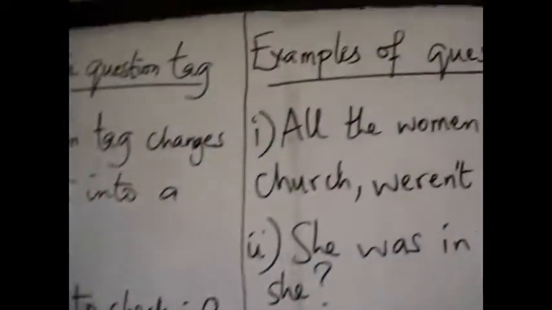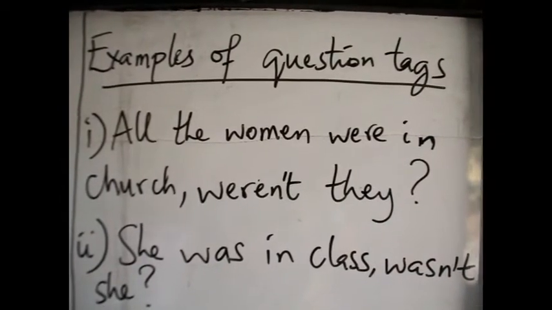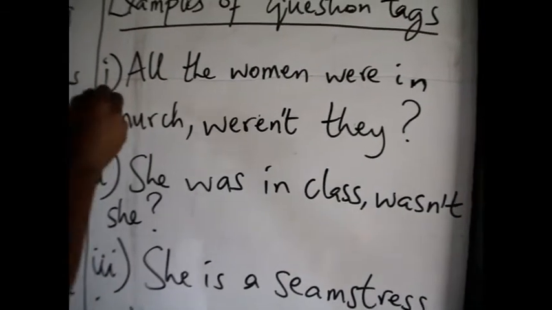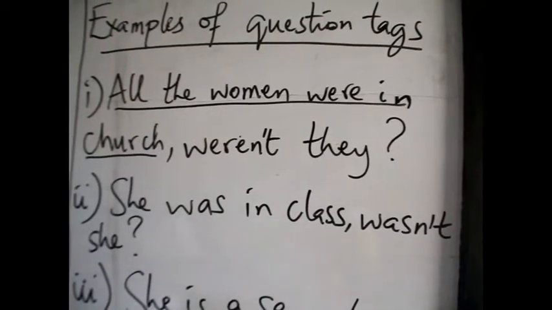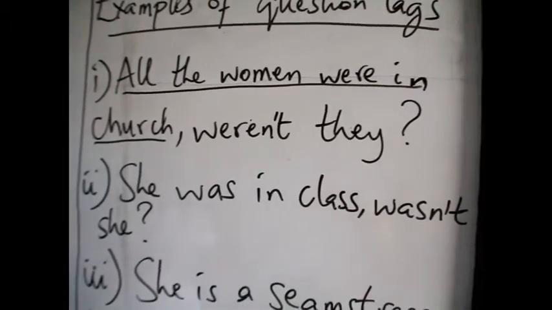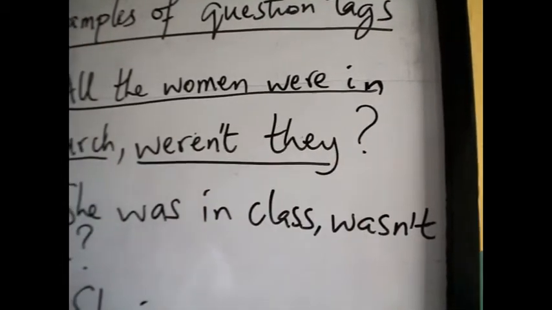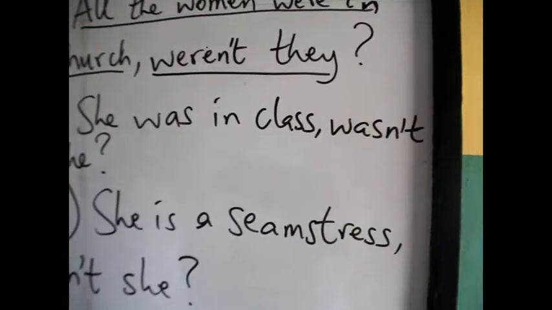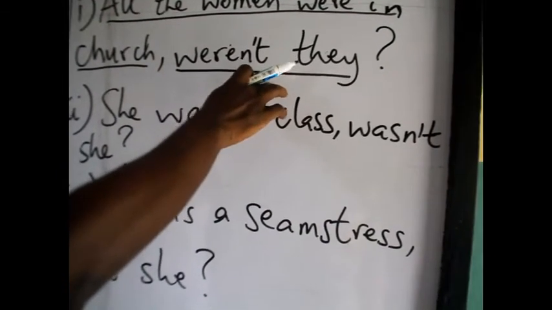We go further to examples of question tags. Number 1, all the women were in church, weren't they? Now, if you look here, this is a statement: all the women were in church. That's the first part. We said that the question tag has two parts. It has a statement, and thereafter it has a question. The second part here is a question: weren't they? You have the statement, which is a declarative sentence, and then here you have a question tag.